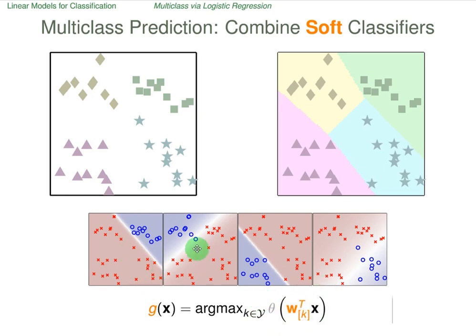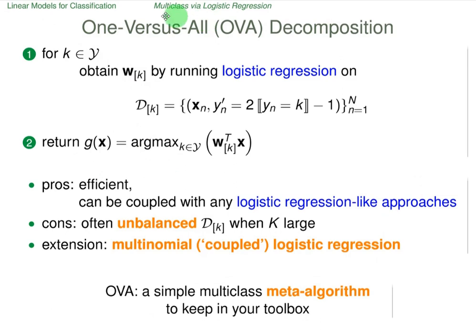After learning all 4 hypotheses, we may have 4 different outputs for a given example, and then we select the one that maximizes this sigmoid output, with the highest probability for any given example. Select the hypothesis that gives us the maximum sigmoid output. That's it. So if we summarize one versus all decomposition, this approach uses 2 steps to solve multiclass classification tasks.